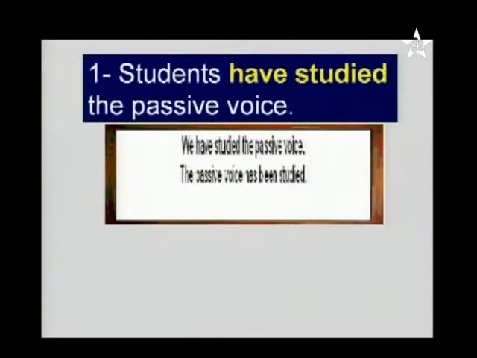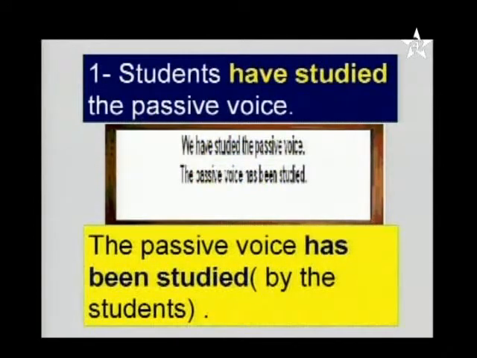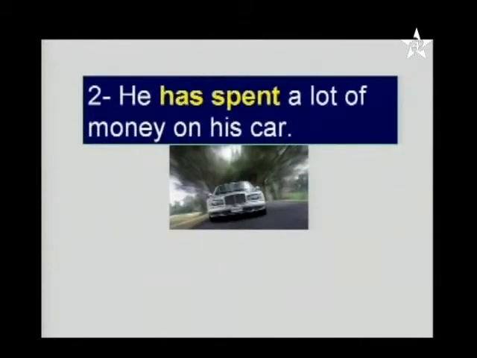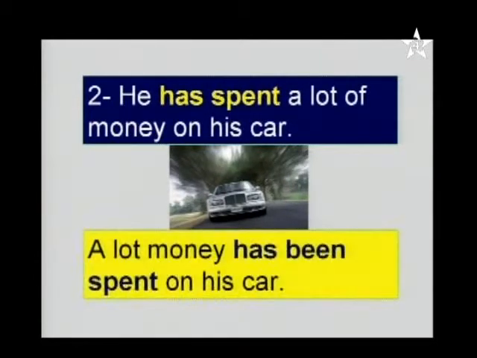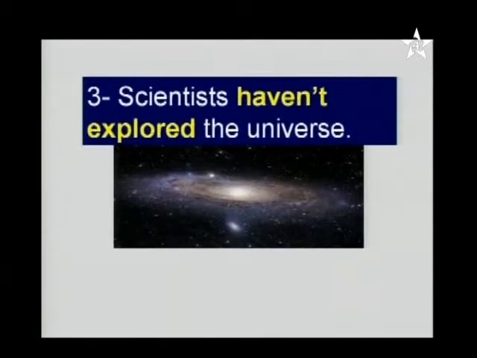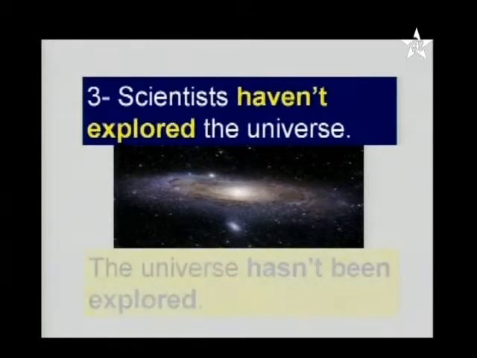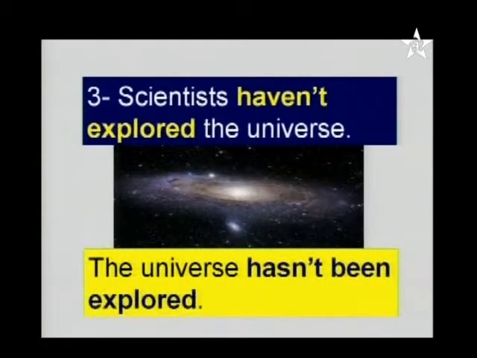Correction. Students have studied the passive voice. The passive form is: the passive voice has been studied by the students. Number 2, he has spent a lot of money on his car. Look, it's an extravagant car. So in the passive voice: a lot of money has been spent on his car. Third sentence, scientists haven't explored the universe yet. Passive form: the universe hasn't been explored.